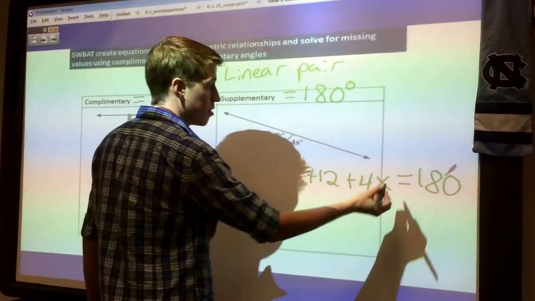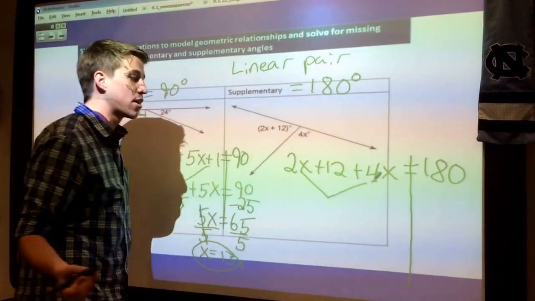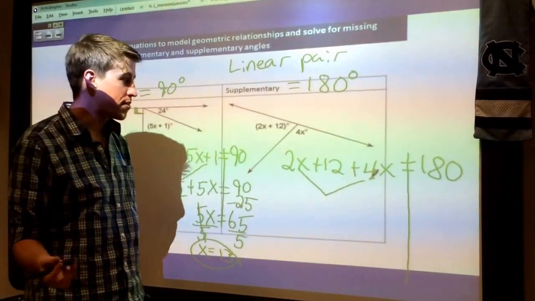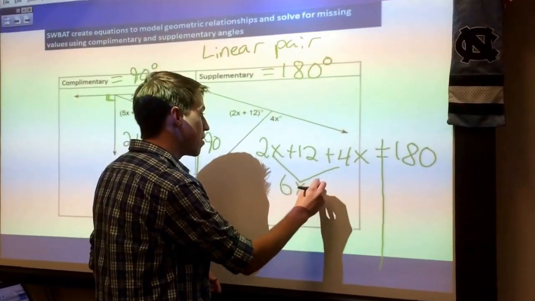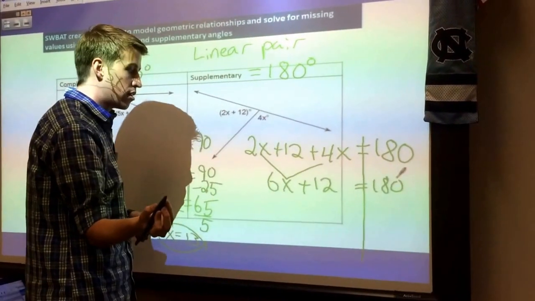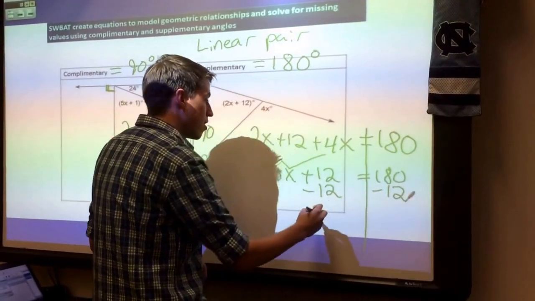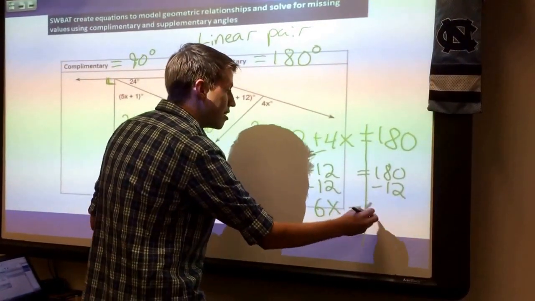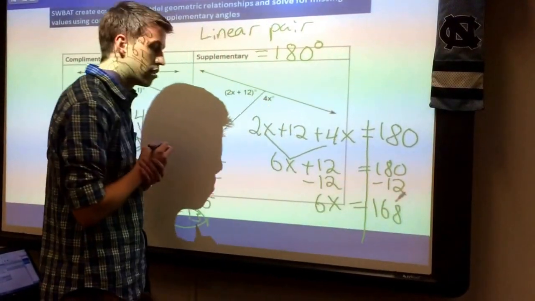Okay. Now, try and solve this on your own by pausing the video before you watch my explanation. Okay, great. Now, once again, we need to combine our like terms. They're on the same side, so we keep the signs the same. 2x plus 4x will give us 6x plus 12. All is still equal to 180. We'll get rid of our faraway friend by subtracting. And we'll be left with 6x is equal to 168.